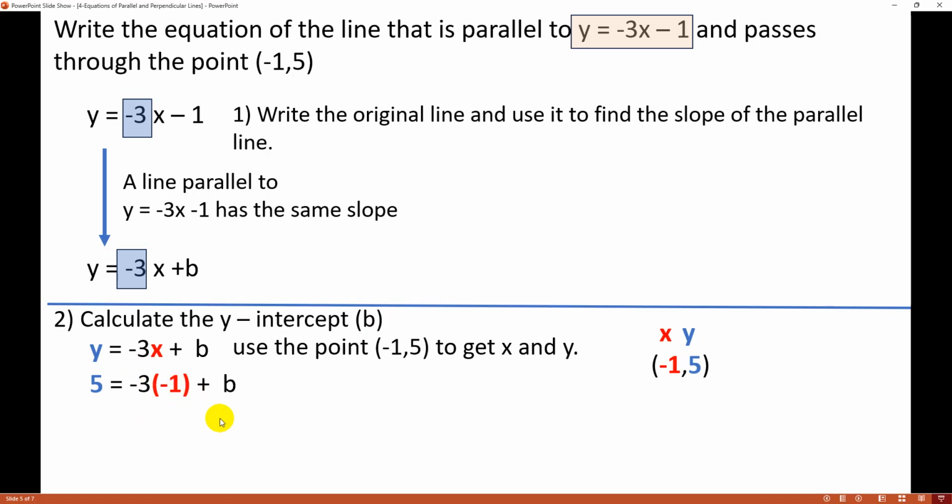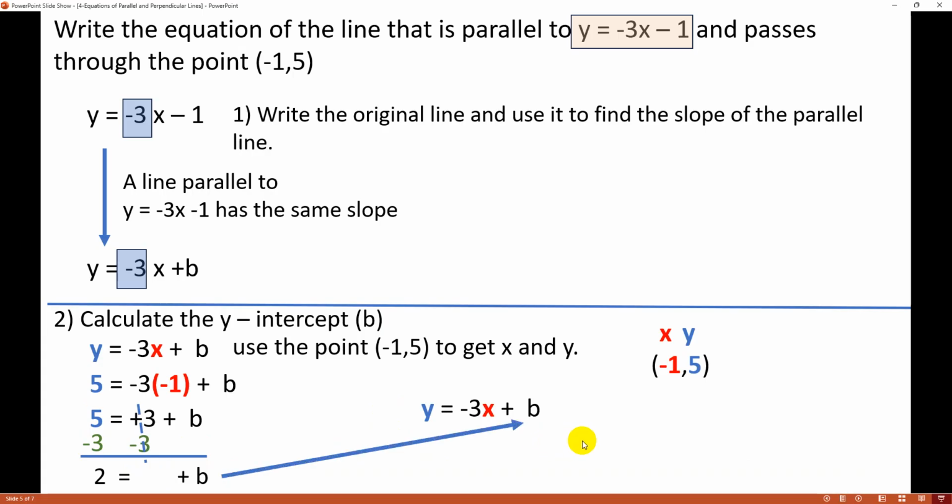Negative 3 times negative 1 will be positive 3. We want to get rid of that 3, so we subtract 3 on both sides. The 3's cancel, they become 0. 5 minus 3 is 2, so b equals 2. Now we write the equation that we have so far, and we replace that b with 2. So this will be the answer: y equals negative 3x plus 2.